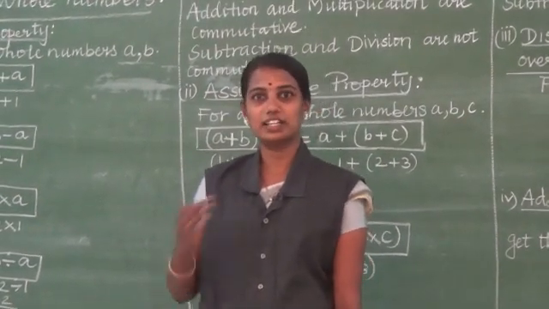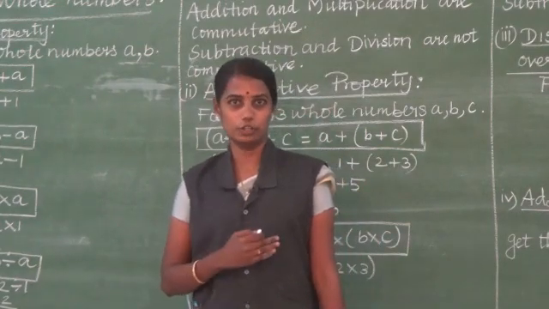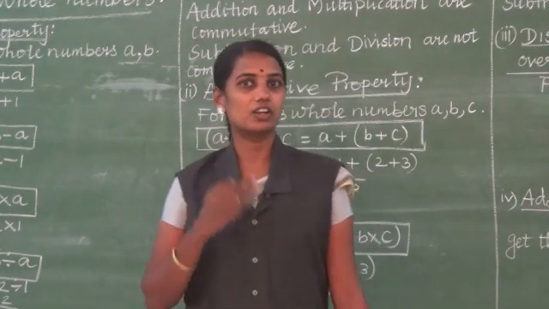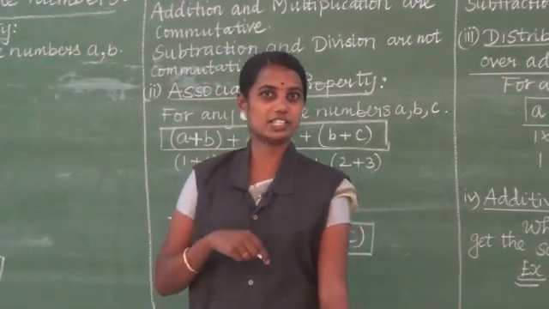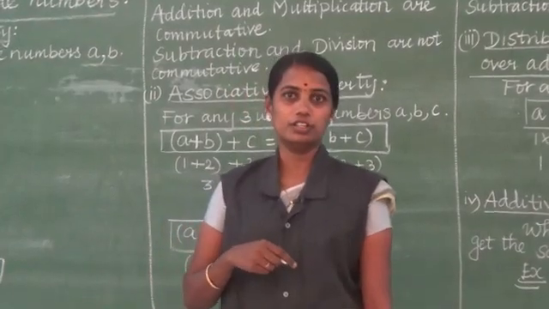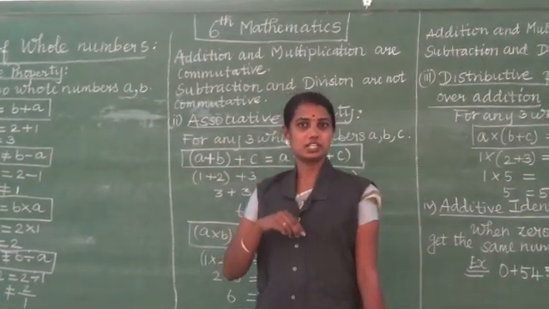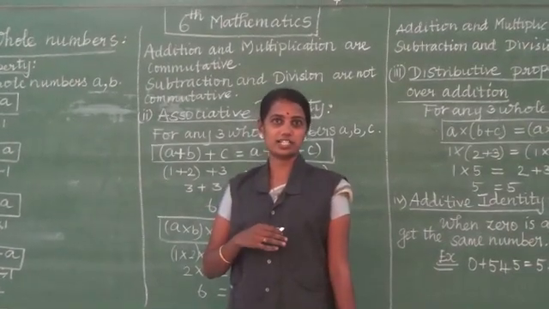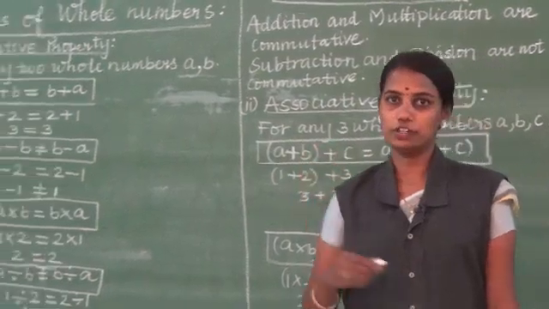Last class we learned about whole numbers. Today we are going to learn properties of whole numbers. Let me recall about whole numbers. Whole numbers start from 0, and they are denoted by the letter W. The smallest whole number is 0. The 0 has no predecessor. Now we can go for the properties of whole numbers.